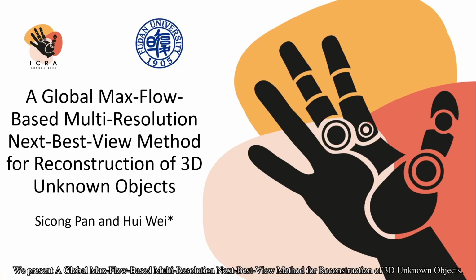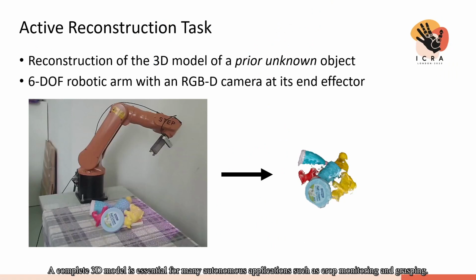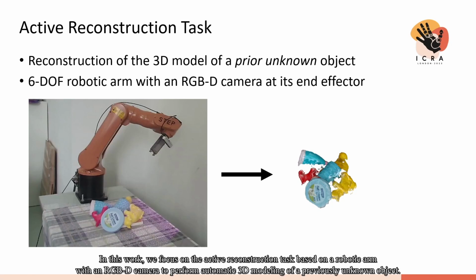We present a global max flow-based multi-resolution next best view method for reconstruction of 3D unknown objects. A complete 3D model is essential for many autonomous applications such as crop monitoring and grasping. In this work, we focus on the active reconstruction task based on a robotic arm with an RGBD camera to perform automatic 3D modeling of a previously unknown object.